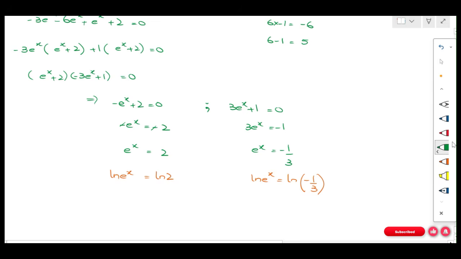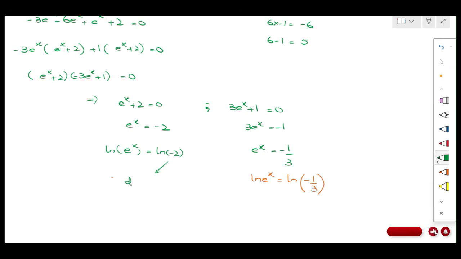So further simplification, where is the eraser? Wait, hold on a second. Let me solve the first one. Okay, this term equals 0, equals this. Taking natural log of e to the power x, and here we have natural log of negative 2. So natural log of a negative number does not exist. So when it does not exist, we have no solution from here, right? No solution. All right, now let me try the second one, which is negative 3 e power x plus 1 equals 0.